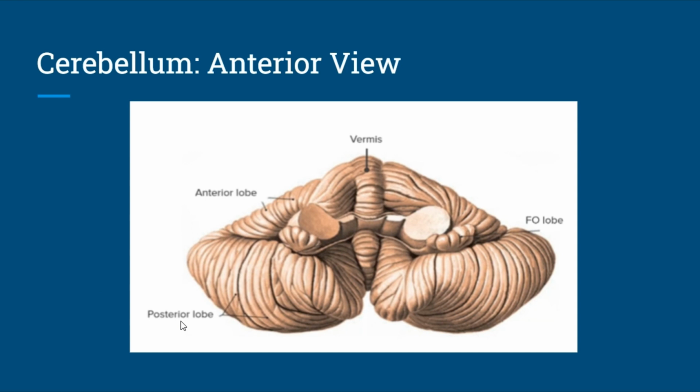Again, this is the anterior view of the cerebellum. Over here, you can appreciate better the bilateral sides. This is the anterior lobe right here. The posterior lobe is the biggest one, and these small structures right here are the flocculonodular lobe. The vermis is the midline that actually connects both sides.